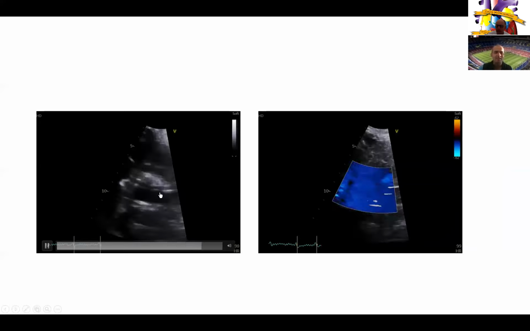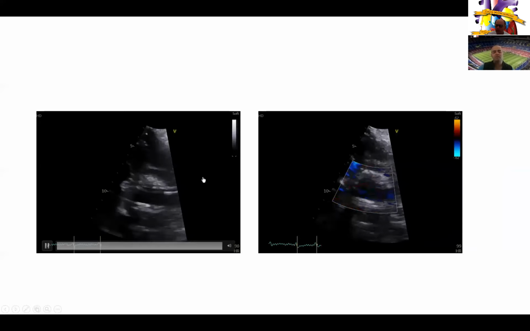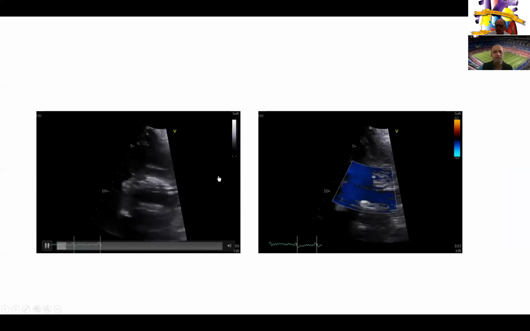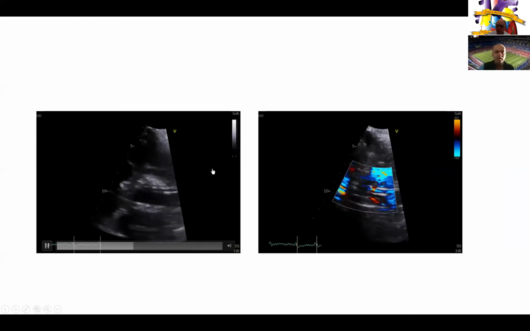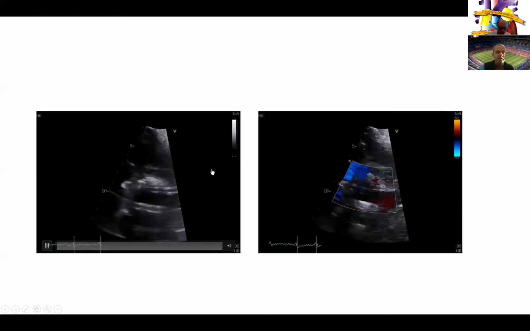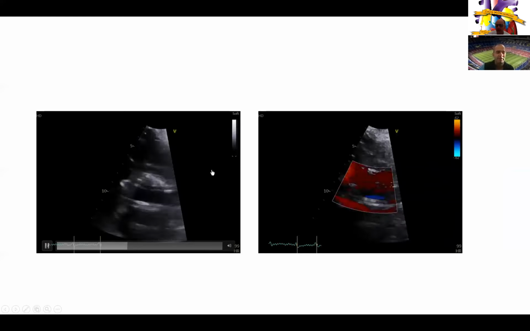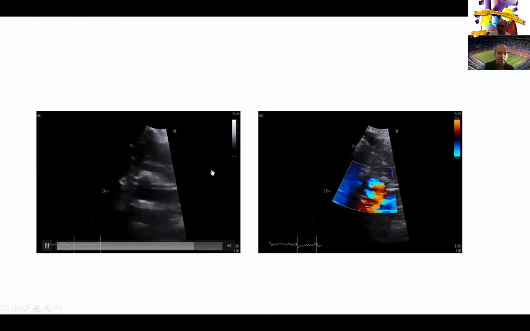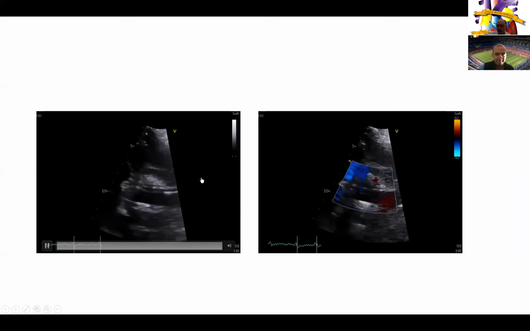So this is suspicious. If you saw this on a surface echo, this is suspicious for endocarditis, but not truly confirmatory. If you're looking for mobile vegetations, you don't get a good idea because of shadowing from the metallic St. Jude aortic valve. So as you know, a couple of things we're looking at here.